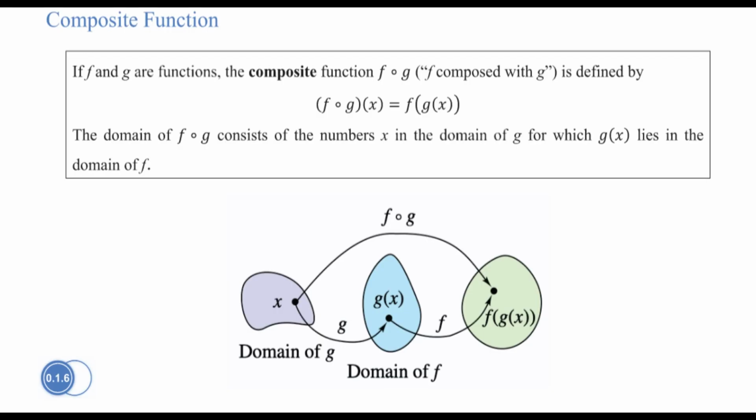0.1.6 Composite function. Say there are two functions, function f and function g. The composite function f composed with g is defined by f(g(x)). The domain of f composed with g consists of the numbers x in the domain of g for which g(x) lies in the domain of f.